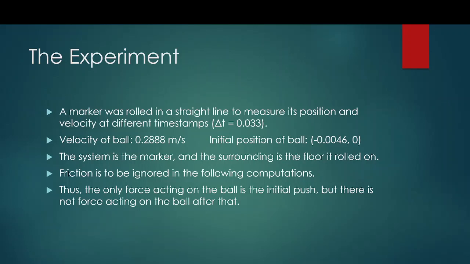So in this experiment, a marker was rolled in a straight line to measure its position and velocity at different timestamps. The timestamp of 0.033 seconds was chosen because of Tracker, which I'll talk about later. The velocity of the ball throughout this experiment was 0.288 meters per second, and the initial position of the ball was at roughly negative 0.00460 with respect to the XY axis, which I'll also get into in a minute.